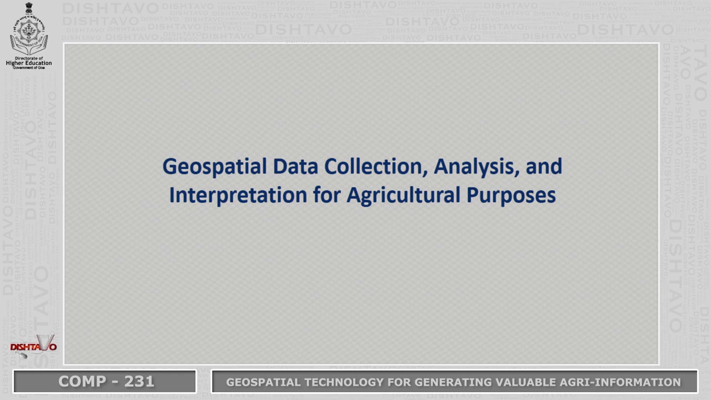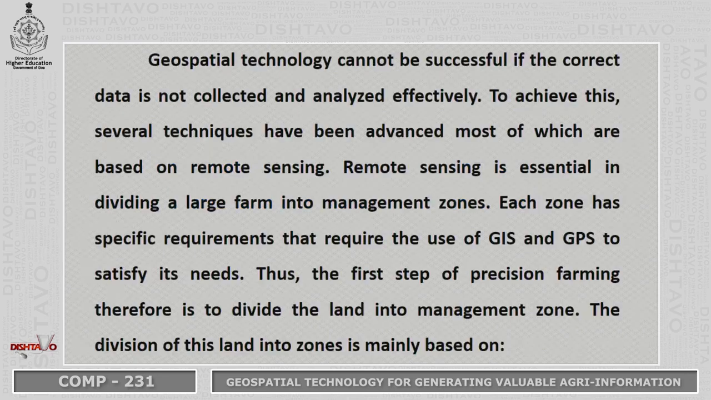Let's try to understand geospatial data collection, analysis and interpretation for agricultural purposes. Geospatial technology cannot be successful if the correct data is not collected and analyzed effectively. To achieve this, several techniques have been advanced, most of which are based on remote sensing. Remote sensing is essentially dividing a large farm into management zones. Each zone has a specific requirement that requires the use of geographical information system and global positioning system to satisfy its needs. Thus, the first step of precision farming is to divide the land into management zones.